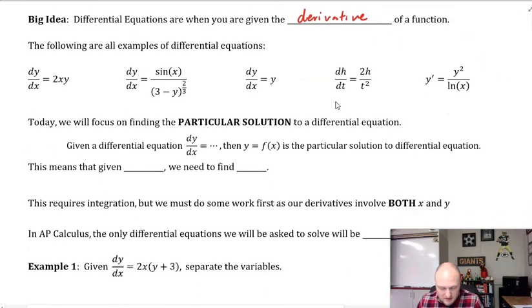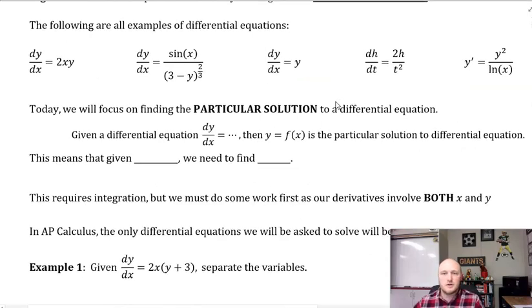Now, here are examples of differential equations that you can see. dy over dx equals 2xy. dy dx is equal to sine of x over 3 minus y to the power 2/3. So on and so forth. This example, dh dt, you can see that this is in terms of h as your dependent variable and t, your independent variable. So that one you would see in a contextual problem. And then here we have y prime is equal to y squared over natural log of x. If you ever see a differential equation where they say it is equal to y prime, this is the same thing as dy dx, and that's going to be important.